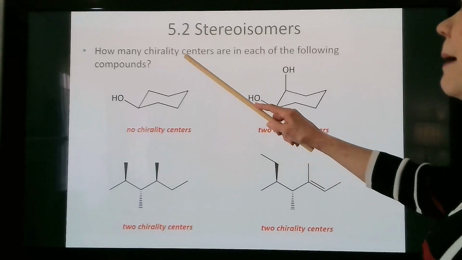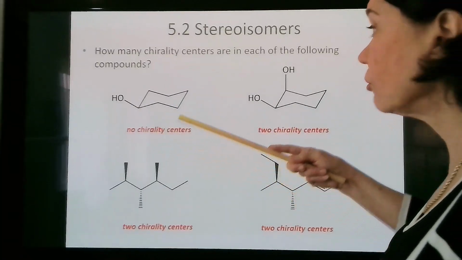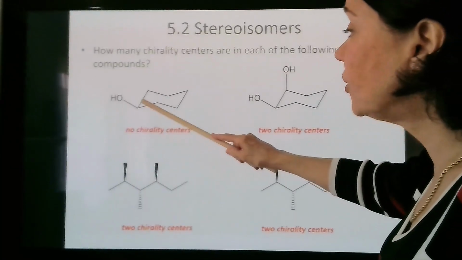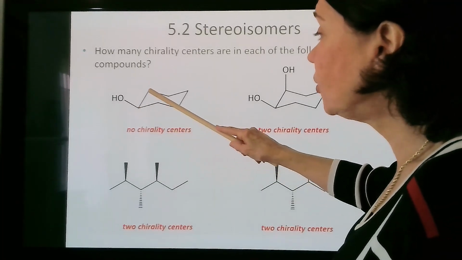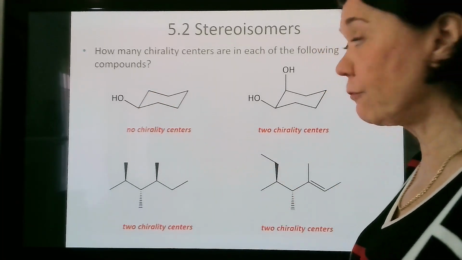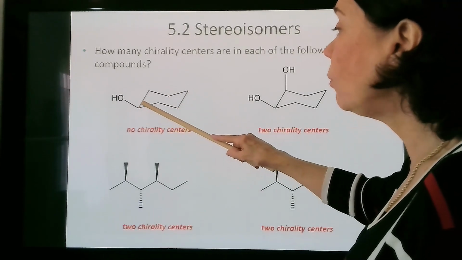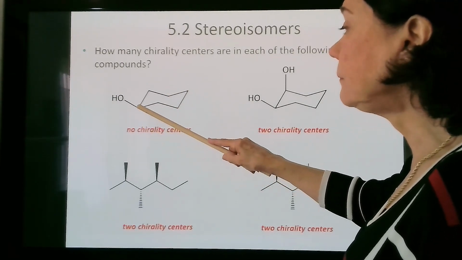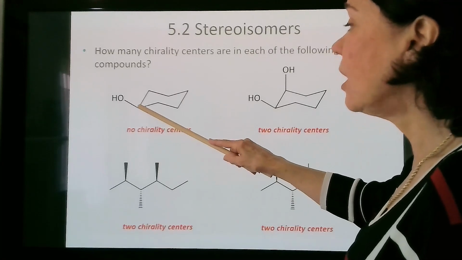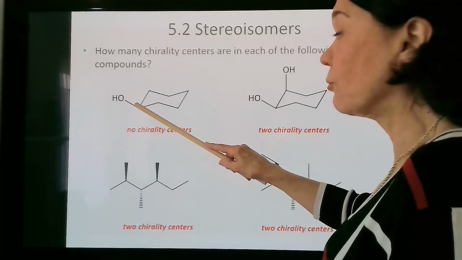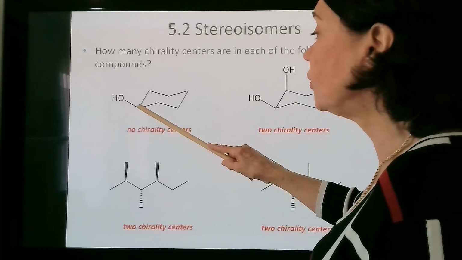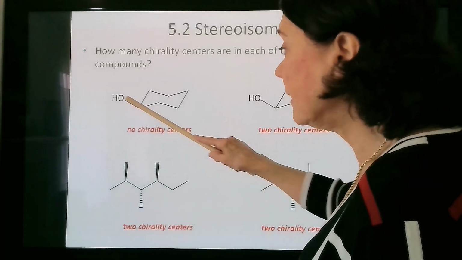So, how many chirality centers or centers of chirality here? You can see there is 1. This is CH2. That's not going to have 4 different groups. That won't have 4 different groups, or this one, or this one, or this one. This is the only carbon that's sp3 hybridized. But look, you can see it has a CH and a CO.